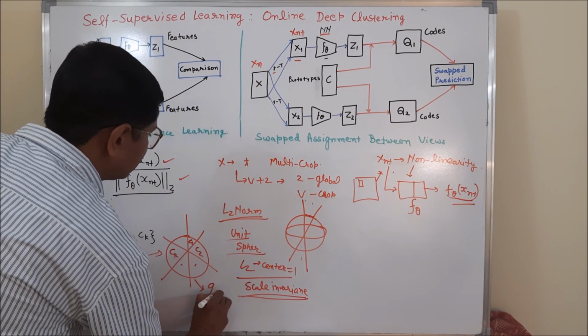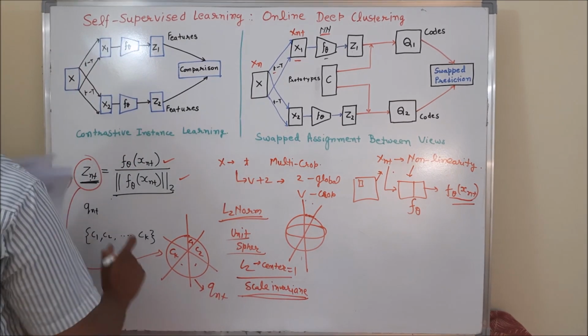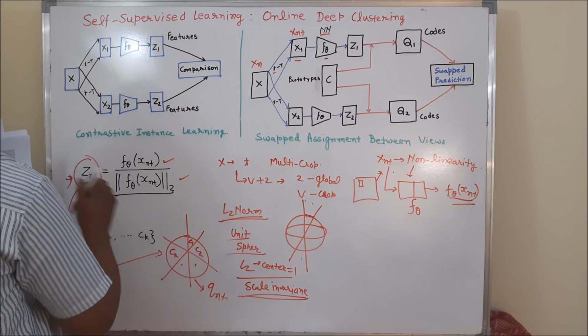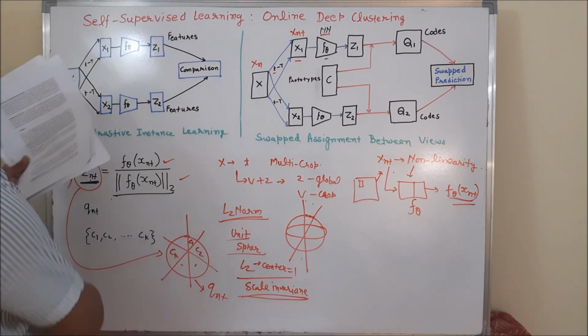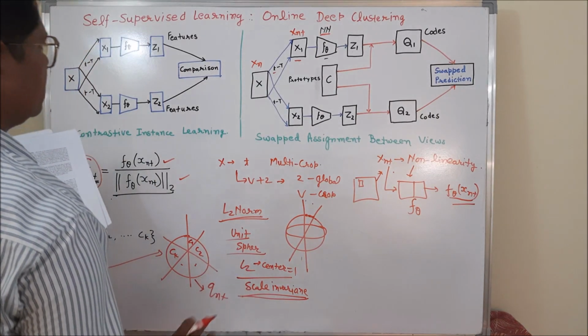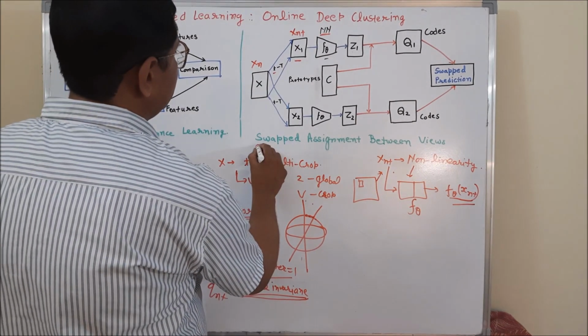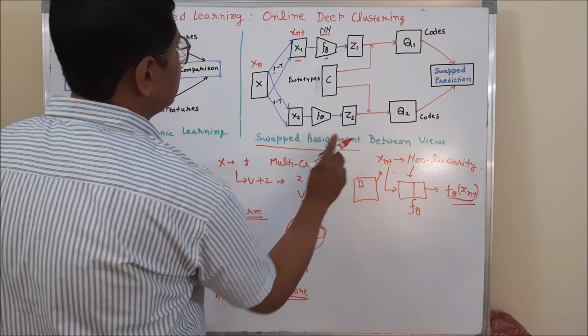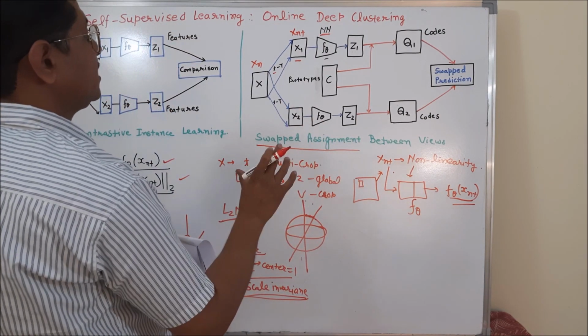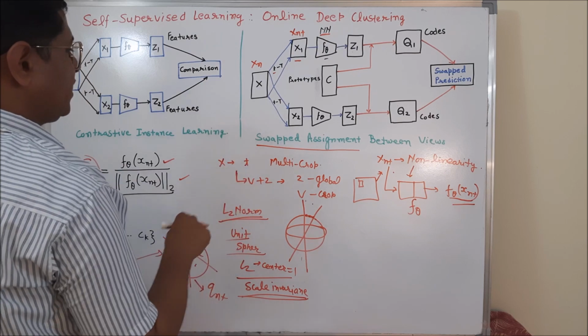Suppose it is represented as Q and T. So for Z and T, it is Q and T, Z1, Q1, Z2, Q2, like that. So we can easily get the codes. Now, the next important part is cluster assignments between views, swapped assignment between views. So this is the main part.